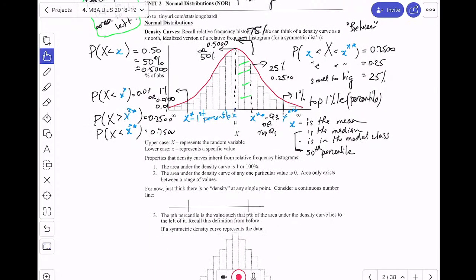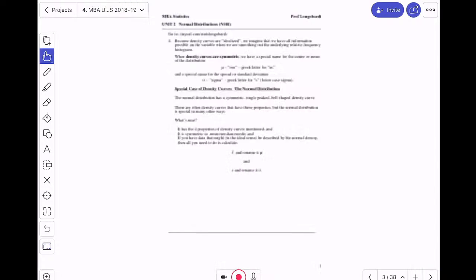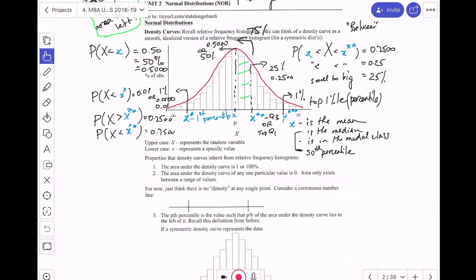All right, somehow I did it. All right, so I put them back together.